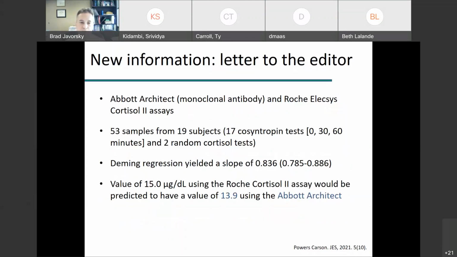Not long after this study was published, a letter to the editor made an observation with a different assay. This is an assay that we don't use, the Abbott Architect, which is another monoclonal antibody. They compared it to the Alexis 2 assay, the one that we do use, in 59 samples, and their regression slope was about 0.8. They found that if you use a cutoff of 15 with the new assay, or the Roche Cortisol 2 assay, they would have a cutoff of 13.9 with their assay. So this is just one more data point being published showing that some of these newer, more specific assays have lower cutoffs.